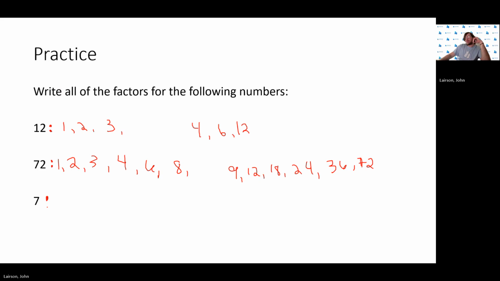7. I'm going to start with 1 and 7. And then I'm going to take 7 divided by 2. That's not a whole number. 7 divided by 3 is not a whole number. 7 divided by 4 is not a whole number. And 7 divided by 6 is not a whole number. So these are all of the factors of 7. I went through that one a little bit faster because I know that these are all the factors of this one.